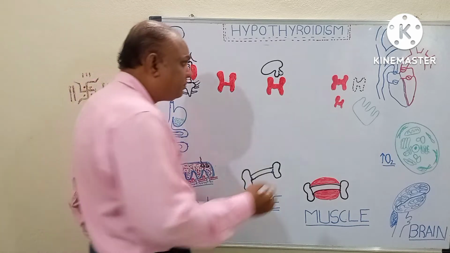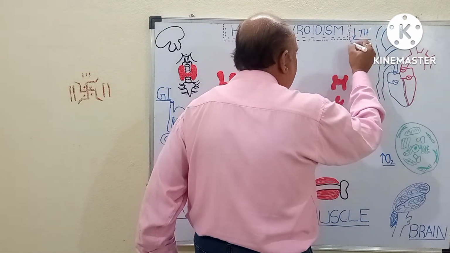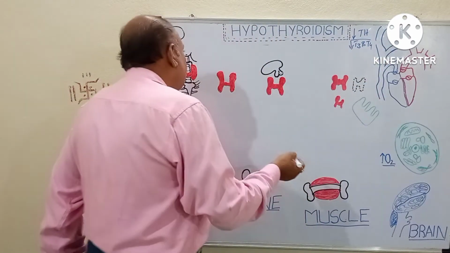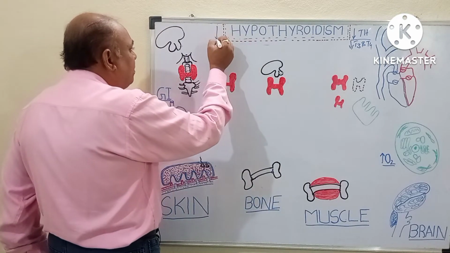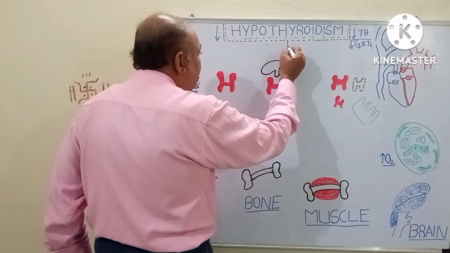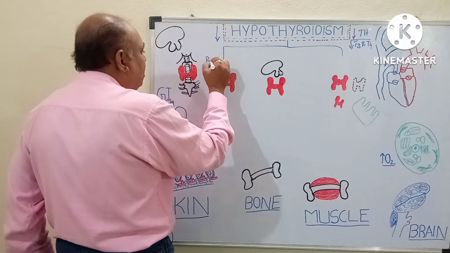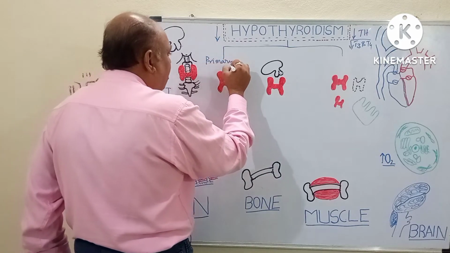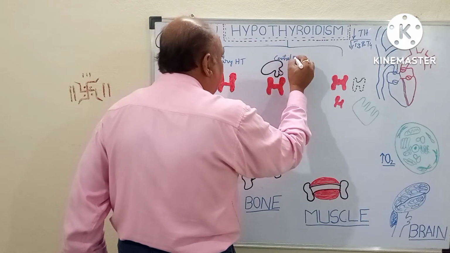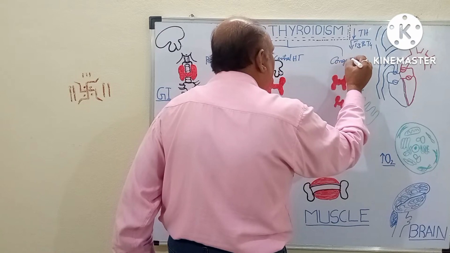Hypothyroidism means low level of thyroid hormones, which is low T3 and T4. The word hypo means low and the word hyper means high. Now the hypothyroidism is categorized into three, which is primary hypothyroidism, central hypothyroidism, congenital hypothyroidism.